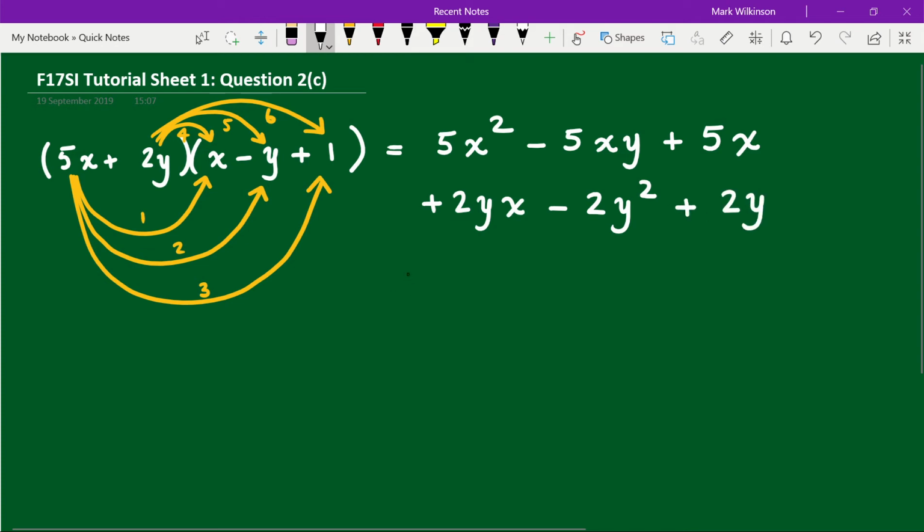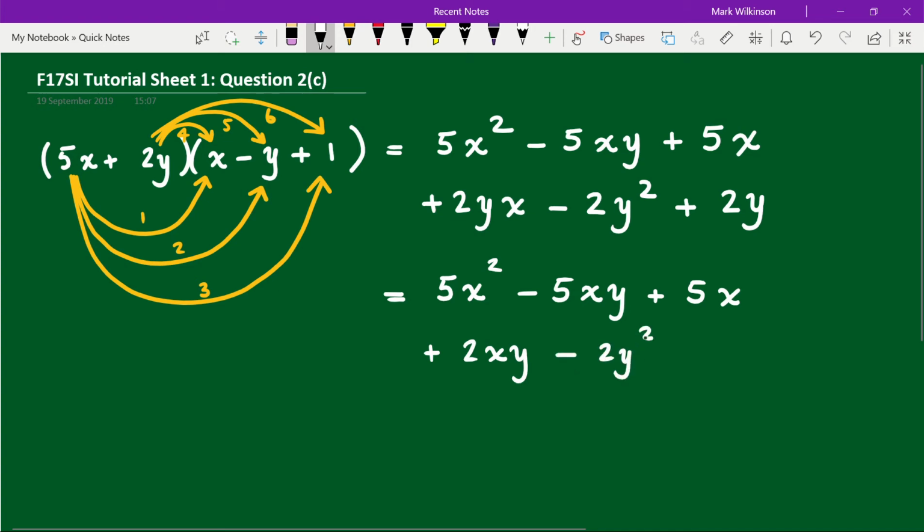Okay, now we'll use the same trick that we did in the previous question, part 2b, and use the observation that multiplication doesn't see order. So xy is equal to yx. So in particular that will give us that the previous line is equal to 5x squared minus 5xy plus 5x. And then the next term can be written as plus 2xy. And we have minus 2y squared plus 2y.